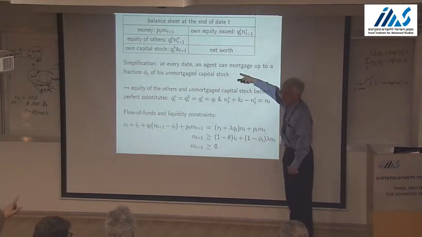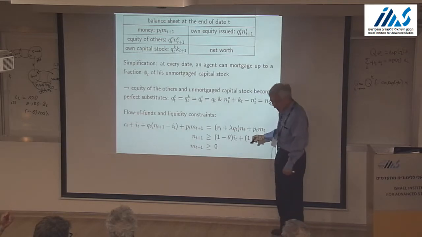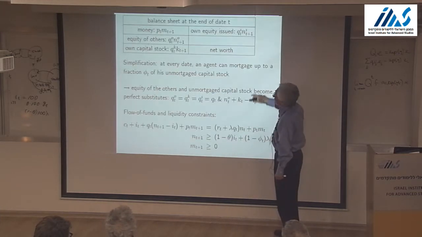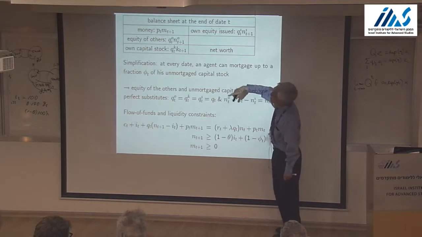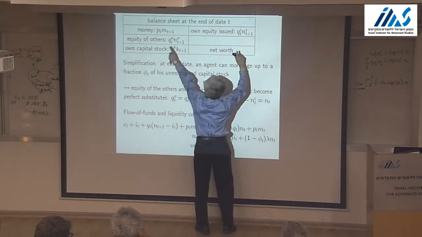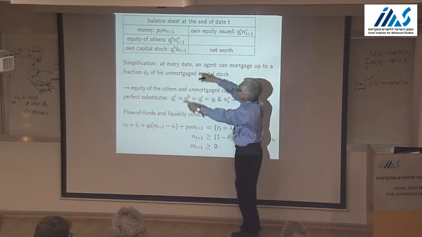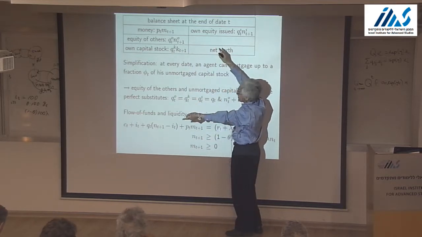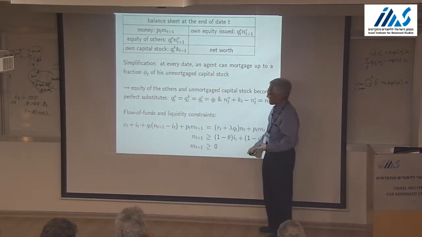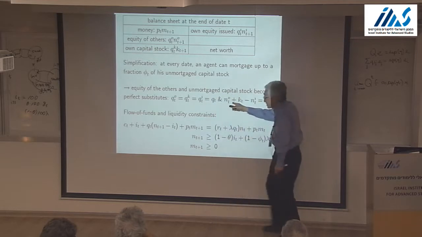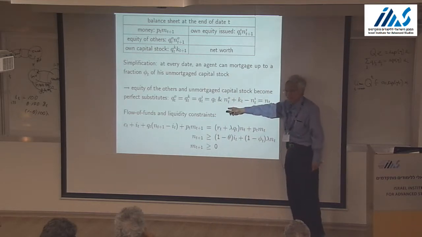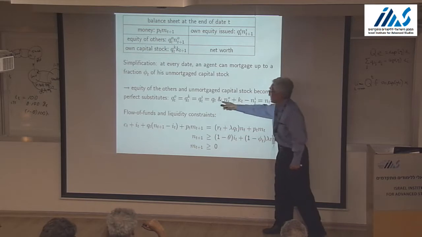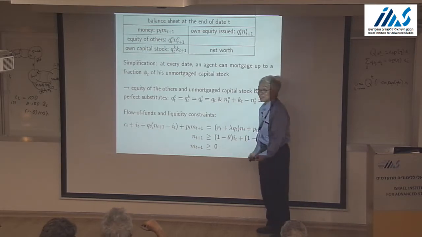So the return is all common. It's aggregate, and now the liquidity is the same too, as you pointed out. Basically, the other people's equity, a fraction φt, you can resell. The own capital stock, which is not issued as equity, which we call unmortgaged capital stock, you can remortgage a fraction φt. Then they become perfect substitutes, and the only thing which matters is the net position. So that's the Tobin's cube, and this is the quantity of the net position of equity.